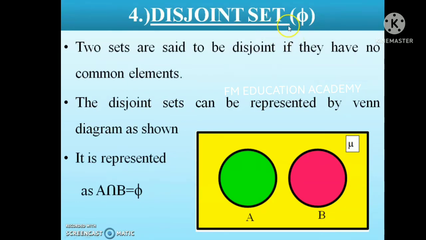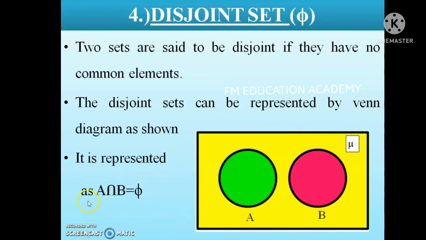Now coming to disjoint set. Disjoint set is represented by the symbol phi. Okay, so two sets are said to be disjoint if they have no common elements. That is, when set A and set B do not meet together, they are separate, they are not friends. You can consider like that. Then they are called as disjoint sets. Here I have shown the colors green and pink so that to know A is separate and B is separate. Okay, they are not joined. So that is why they are called as disjoint sets. This is how we represent disjoint sets in Venn diagram.